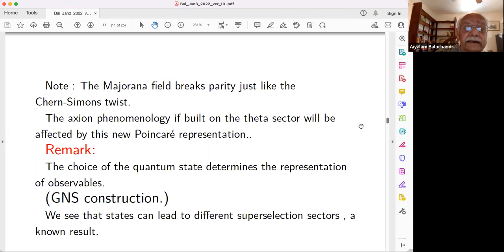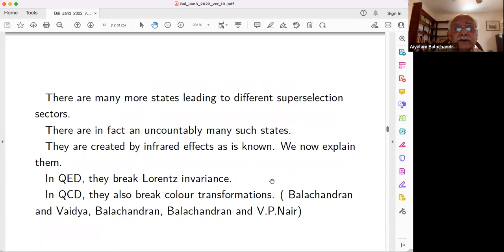But the main thing is that the choice of the quantum state determines the representations of observables. One cannot talk about observables and quantum states separately. It depends upon the particular quantum state you choose. This is already clear from the GNS construction, which gives you the representation of the quantum state on the Hilbert space, and it can lead to many inequivalent representations. This is well known for electrodynamics. In fact, there are many different superselection sectors. For QED, there are uncountably many such states, and they are created by infrared effects, as is well known.